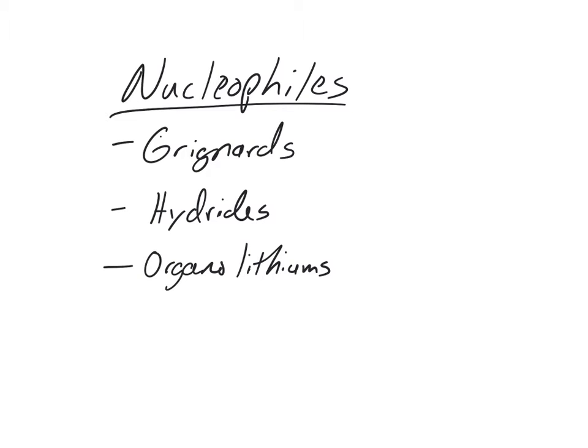So all I'm going to talk about right now is essentially different types of nucleophiles, some new ones that we haven't maybe seen before. They're called Grignards, hydrides, and organolithiums. Grignards are carbons that are bonded to magnesium. Hydrides are sources of H-, and organolithiums are carbons that are bonded to lithium.